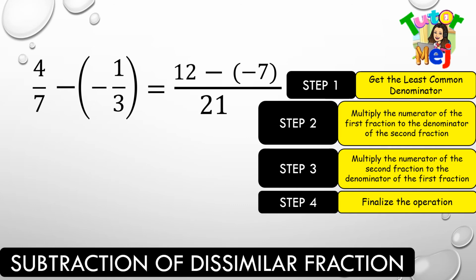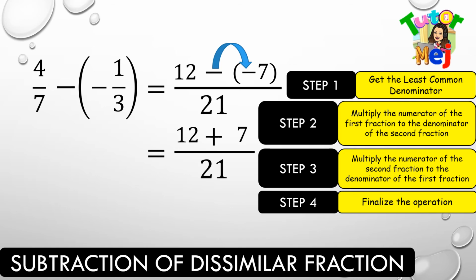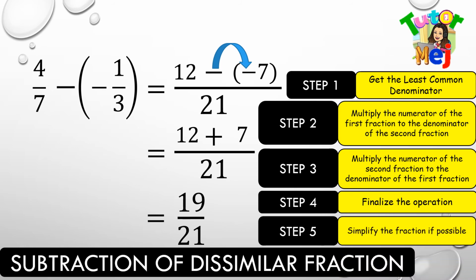Minus and negative 7. So, gagawin natin, carry muna natin yung 12. Tapos, multiply natin negative times negative, it will give us positive operation. Then, 7 over 21. So, ayan, na-finalize na natin yung operation. Pwede na tayong mag-sum up. So, 12 plus 7 is equal to 19 over 21. So, last step is to simplify the fraction if possible.